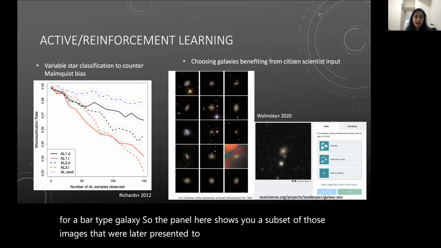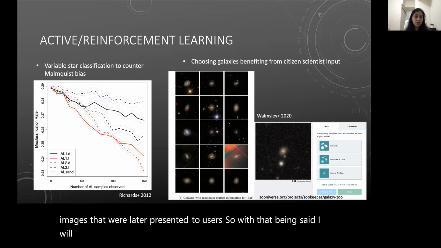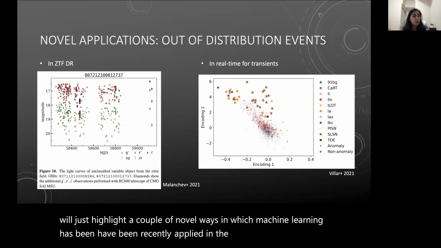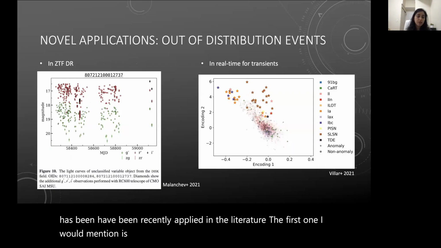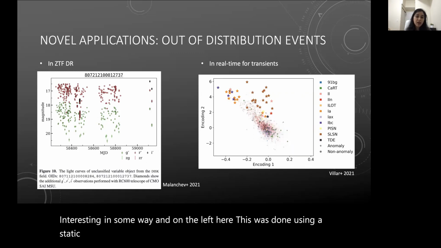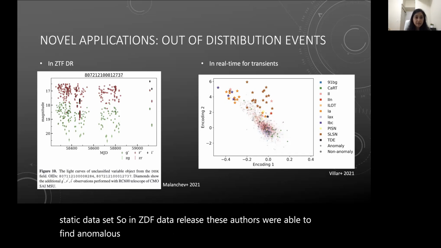So with that being said, I will just highlight a couple of novel ways in which machine learning has been recently applied in the literature. The first one I would mention is the detection of outliers, so things that could be strange or interesting in some way. On the left here, this was done using a static data set. In a ZTF data release, these authors were able to find an anomalous event, which is an unclassified variable star that is shown over here.